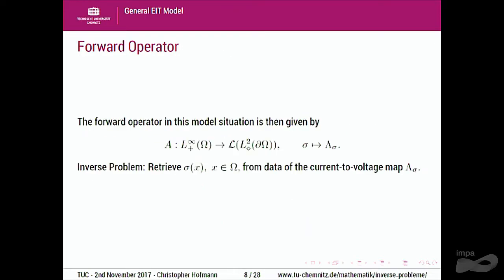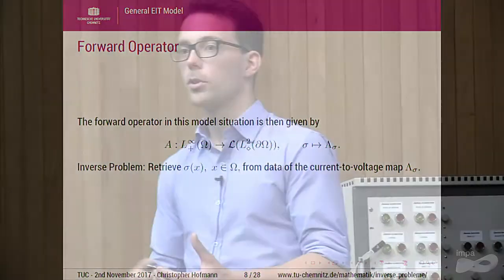So the forward operator, or one set of measurements, is given by this A. We have a conductivity function, which we map onto the Neumann to Dirichlet map. So that is the forward problem. And the inverse problem is we have this Neumann to Dirichlet map, and we try to recover this conductivity within Omega.